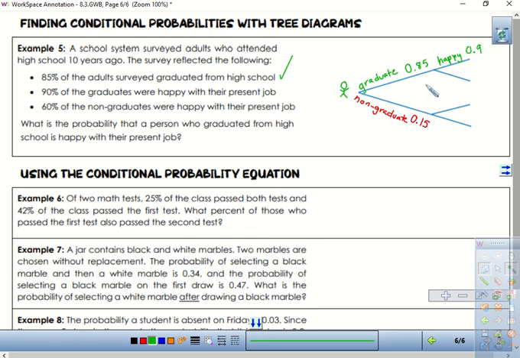They're overestimating, I think. A little bit. The school just has happy people. So the other option is, what's the opposite of being happy with your job? Sad. And how many people are sad with their job? 0.1, 10%.